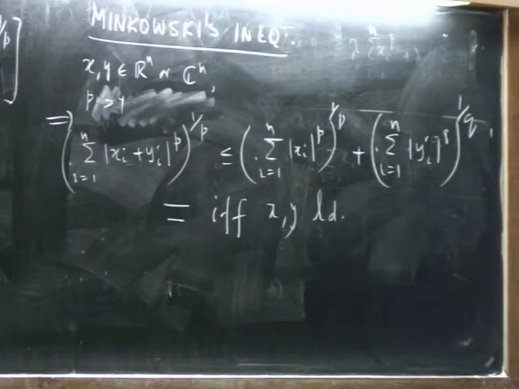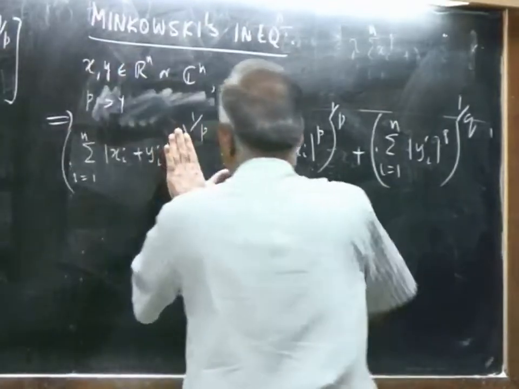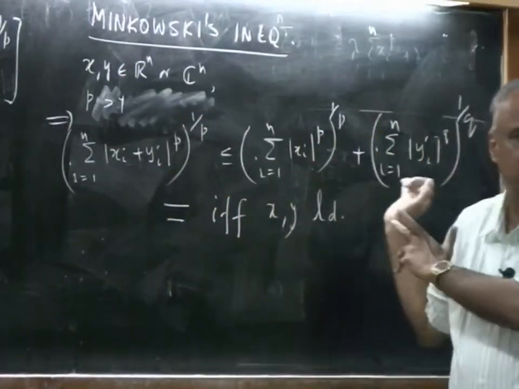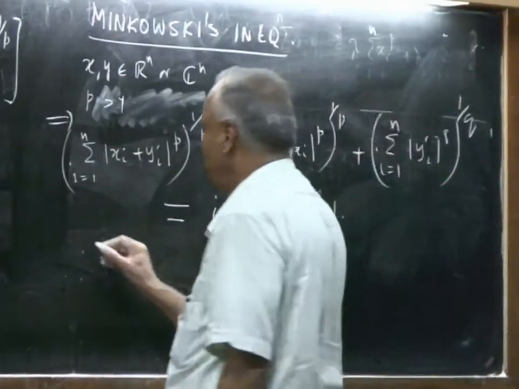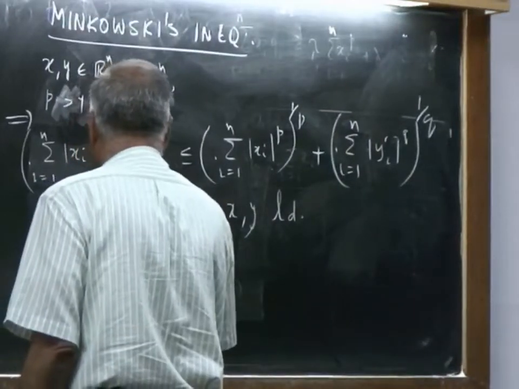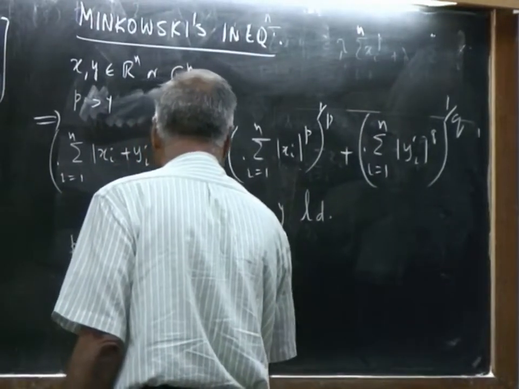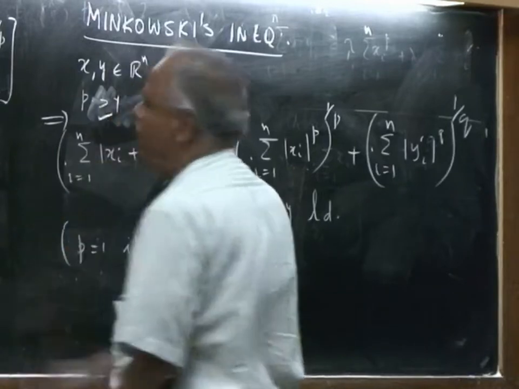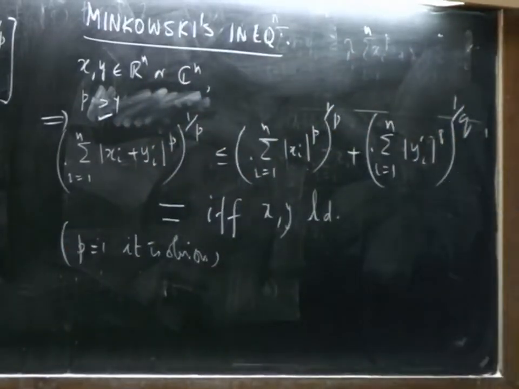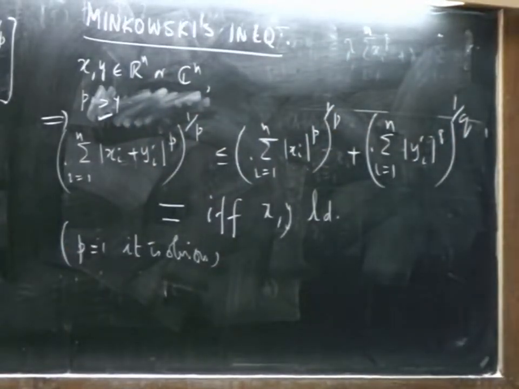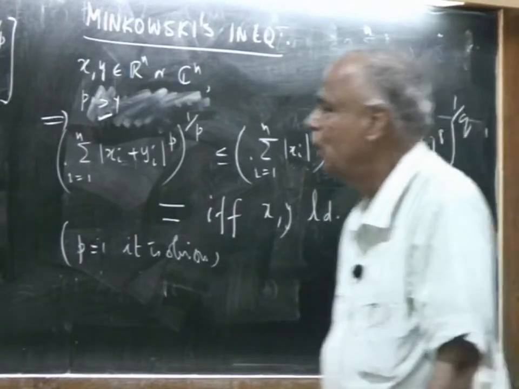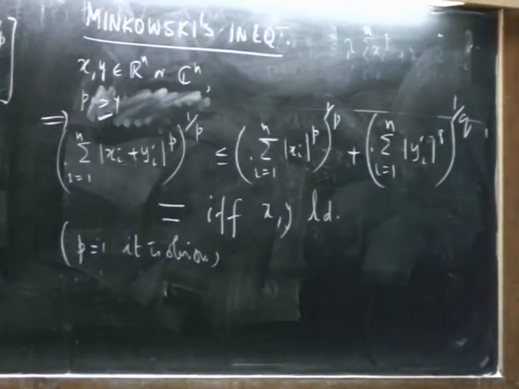When p equal to 1, this is obvious. See, when p equal to 1, what happens? Mod xi plus yi is certainly less than or equal to mod xi plus mod yi, add them. For p equal to 1, it is obvious. So therefore, I can write p greater than or equal to 1, this is true. Let's call it Minkowski's inequality.